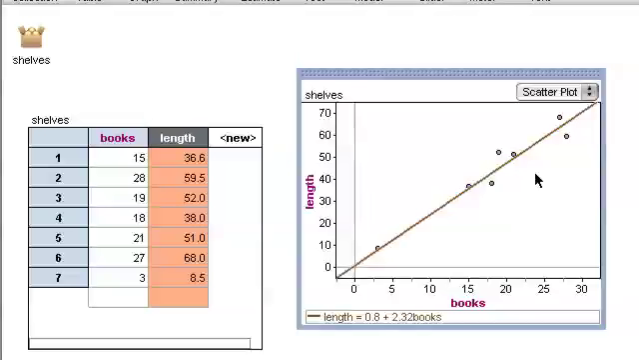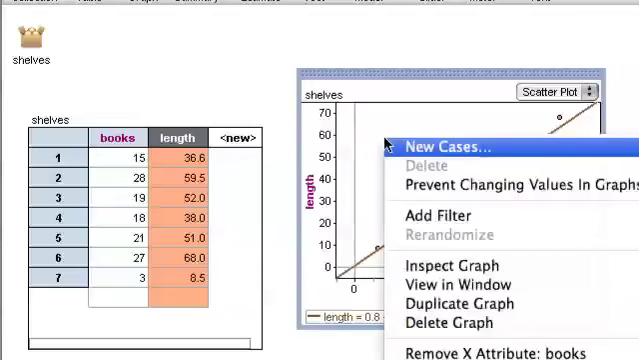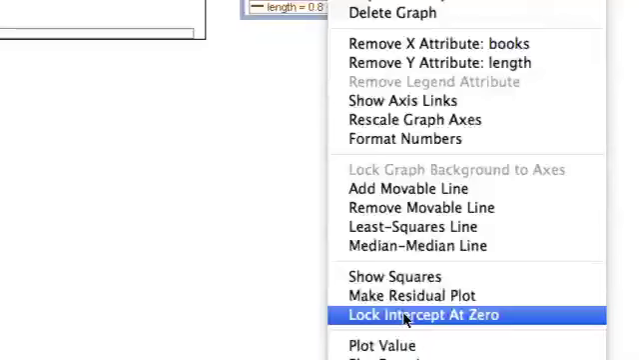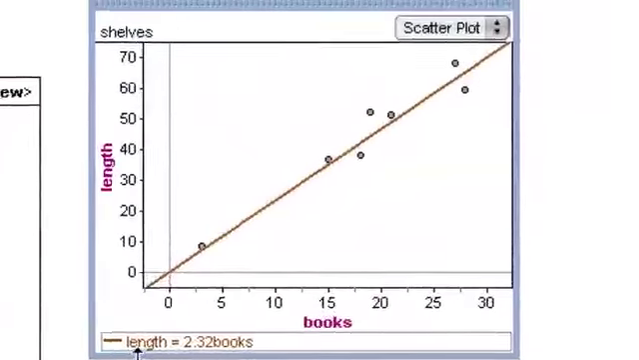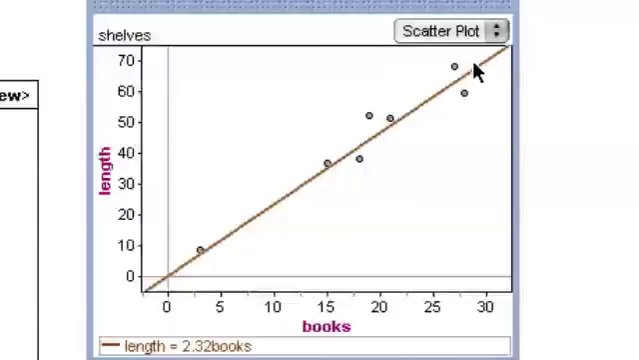Next, big question, should the line go through the origin? It looks like it does, but if I look at the formula, I see it doesn't exactly. Well, if there were no books, there would be no length. So let's make it go through the origin. I'm going to right-click and choose Lock Intercept at 0. Now, it's just length is 2.32 times books.